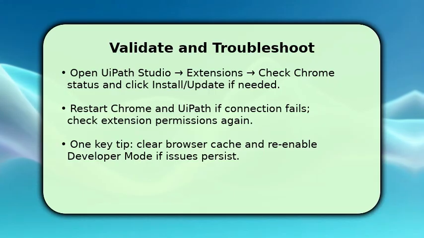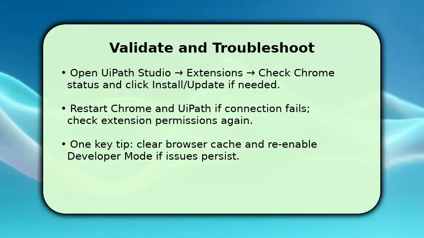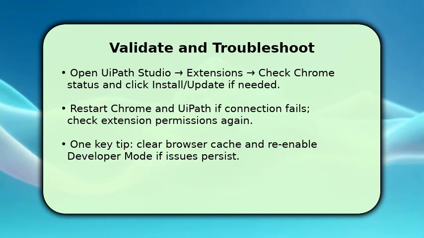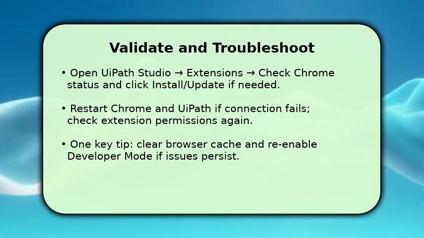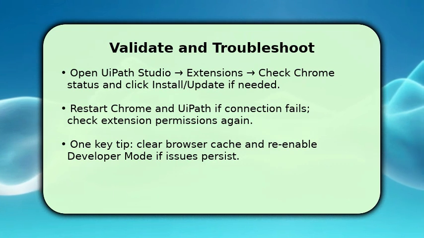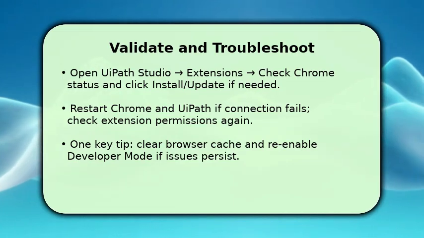Once installed, restart both Chrome and UiPath to complete the handshake. If UiPath still cannot attach to a browser, recheck extension permissions and ensure developer mode is set correctly. Sometimes clearing the browser cache and re-enabling the extension fixes stale state. If that fails, reinstall the extension from UiPath Studio and repeat validation.